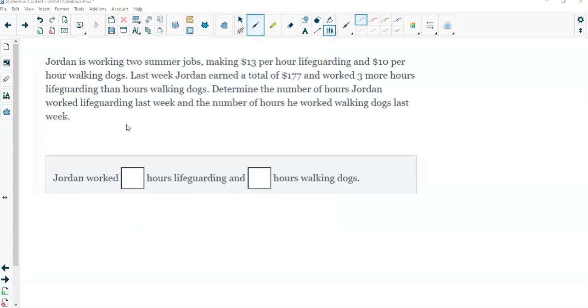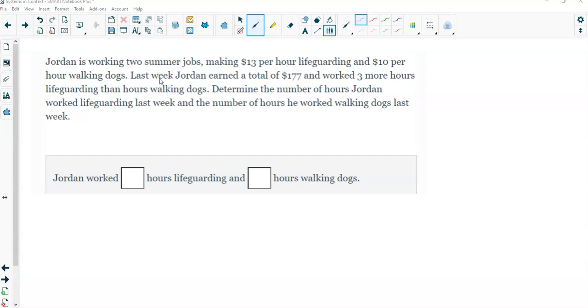Okay, here's another type of problem that you are going to be encountering. It says Jordan is working 2 summer jobs, making $13 per hour lifeguarding and $10 per hour walking dogs. Last week, Jordan earned a total of $177 and worked 3 more hours lifeguarding than hours walking dogs. Determine the number of hours Jordan worked lifeguarding last week and the number of hours he worked walking dogs last week. Okay, so basically you have to do what we did before. We have to create the system of equations, right? So let's define the variables.